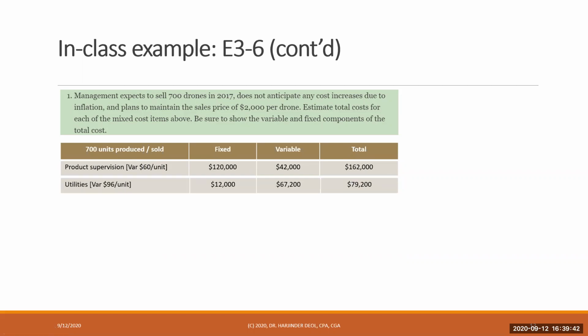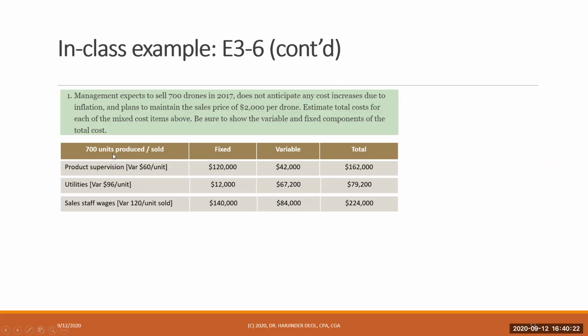Likewise, for utilities, we had calculated the fixed portion of utilities to be $12,000 and a variable cost per unit produced of $96. When 700 units are to be produced, 700 multiplied by $96 per unit works out to $67,200 as the variable portion of the utilities cost. Total utilities cost, therefore, works out to $79,200.